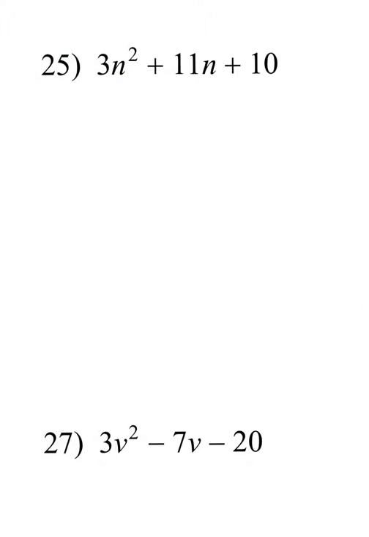Okay, problem number 25 is different because now there's a number in front of our quadratic term. It's not just 1. But with this method, and the reason I like this method, is nothing changes. We're going to do everything exactly the same. So that first step is to multiply A times C. So for us, this is going to be 3 times 10, which is 30. All right, so now take a moment and factor that 30.